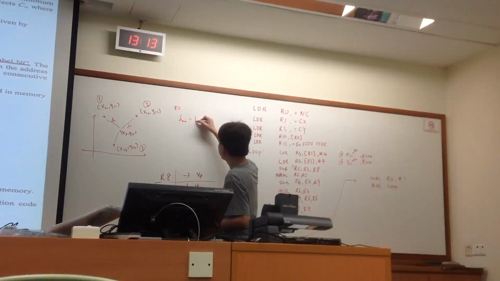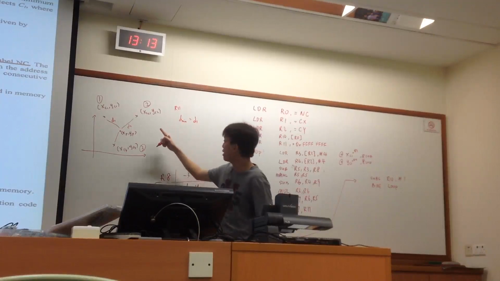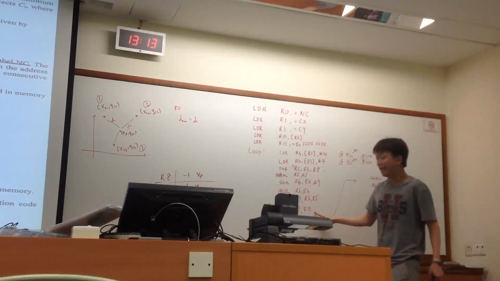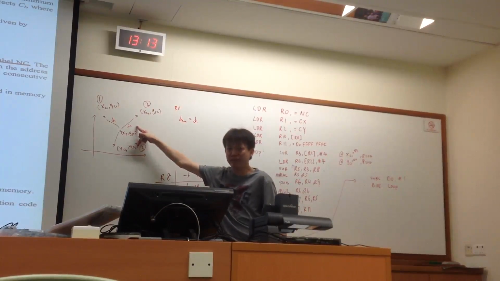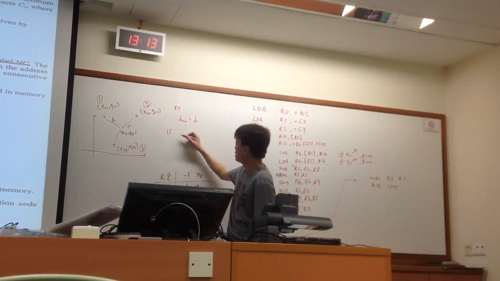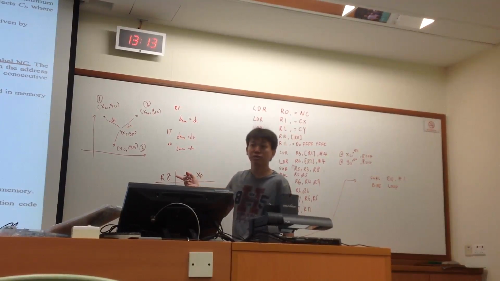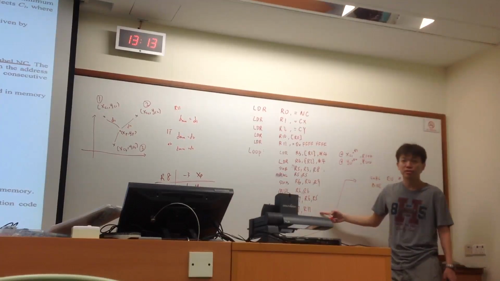Then I check D2 with D1. I compare D2 with the D minimum, which is R11. If D2 is smaller, then minimum is equal to D2. Else, D minimum remains unchanged, no change. Right? This is what this part is trying to do.